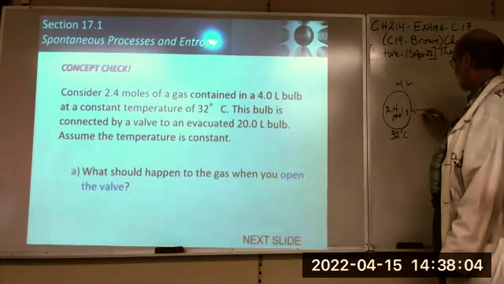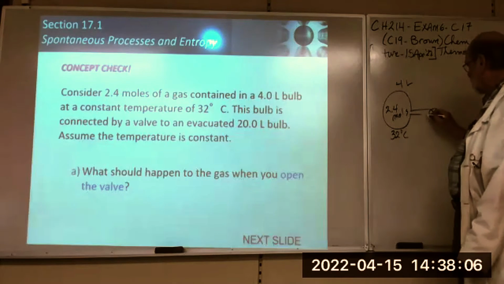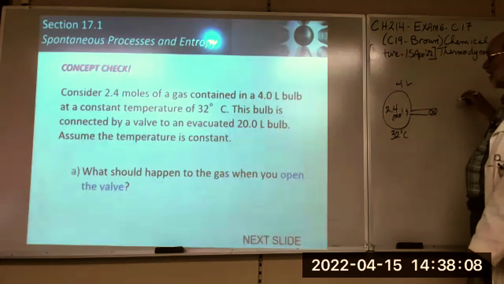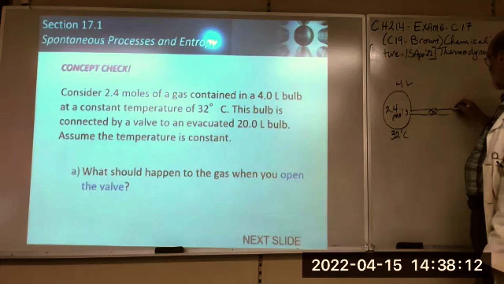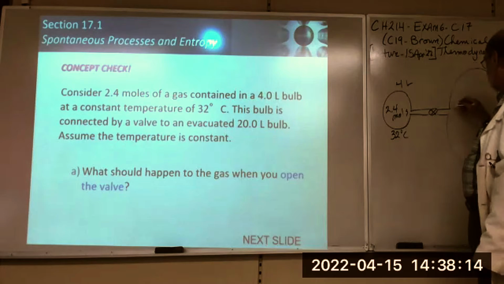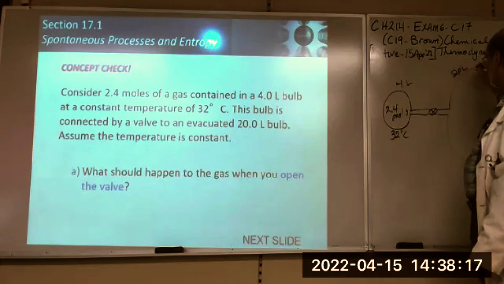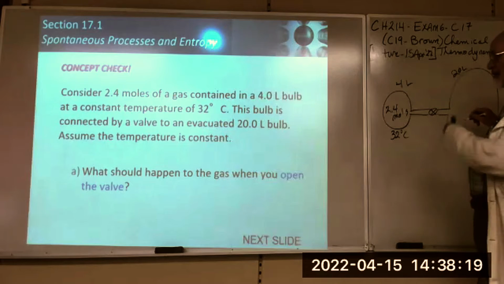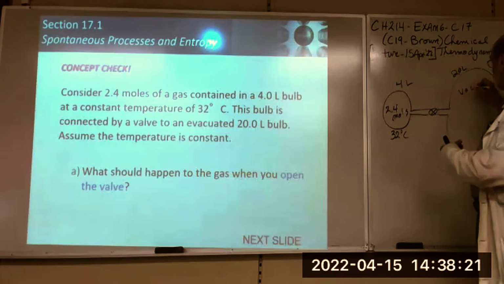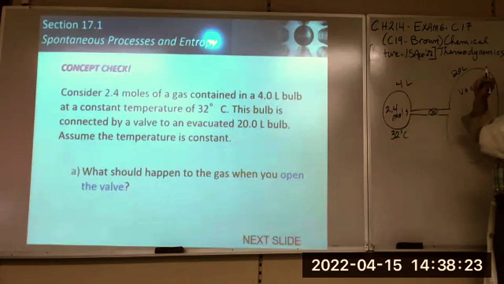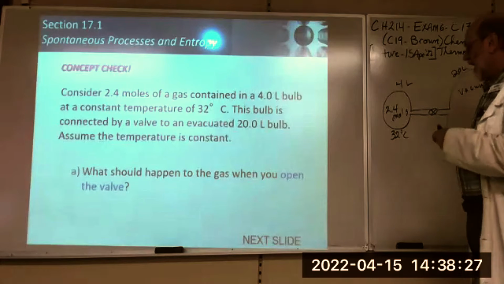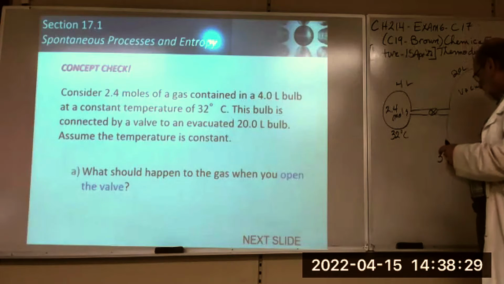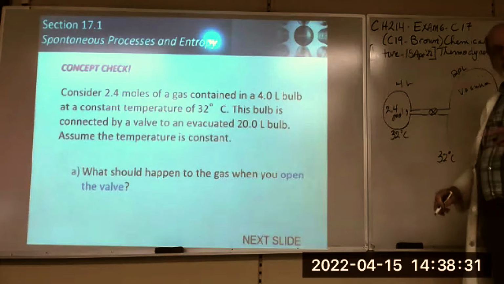Okay. It's connected by a valve to another bulb, but this bulb is 20 liters. And this bulb is a vacuum. Okay? And we assume that the temperature is constant.